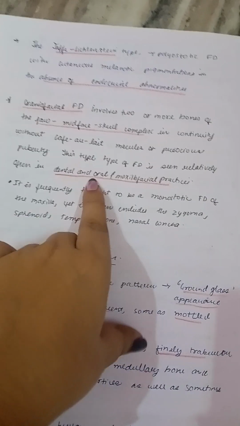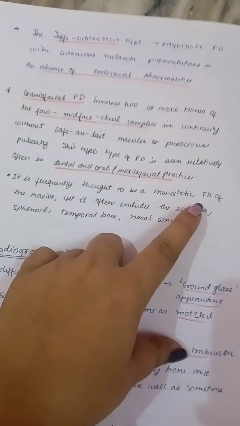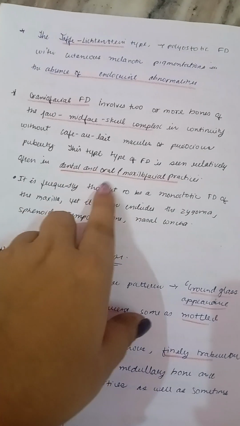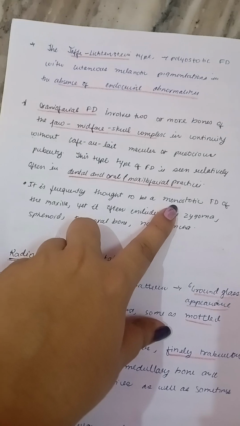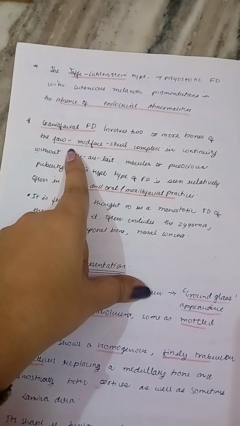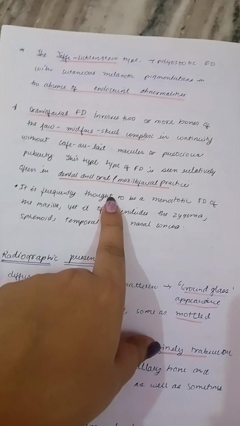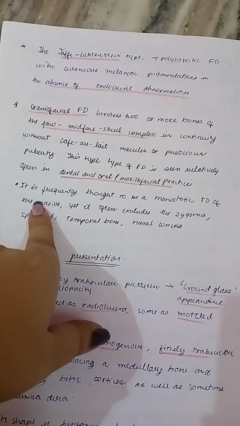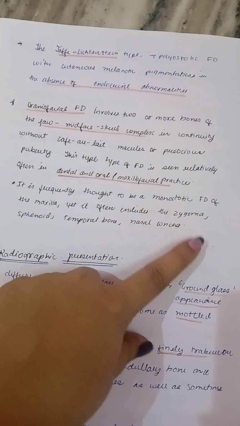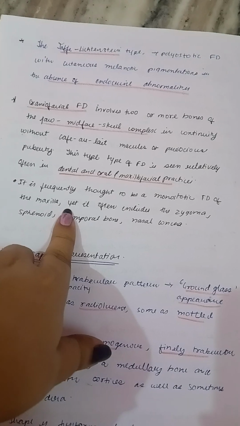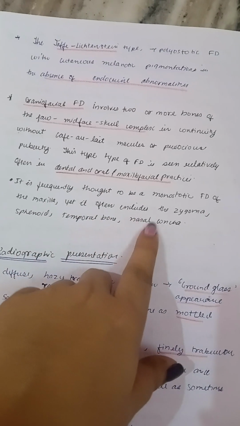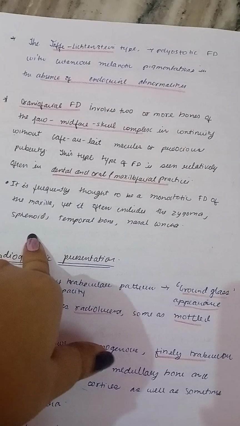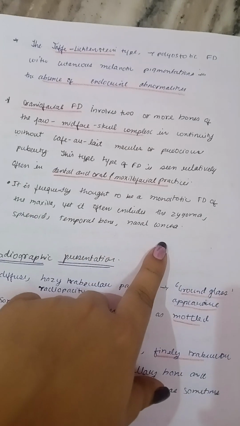Okay, this type of fibrous dysplasia is seen relatively often in dental and oral maxillofacial practices. Craniofacial dysplasia is common in maxillofacial practices. It is frequently thought to be a monostotic fibrous dysplasia of the maxilla, yet it often includes the zygoma, sphenoid, temporal bone and nasal concha.